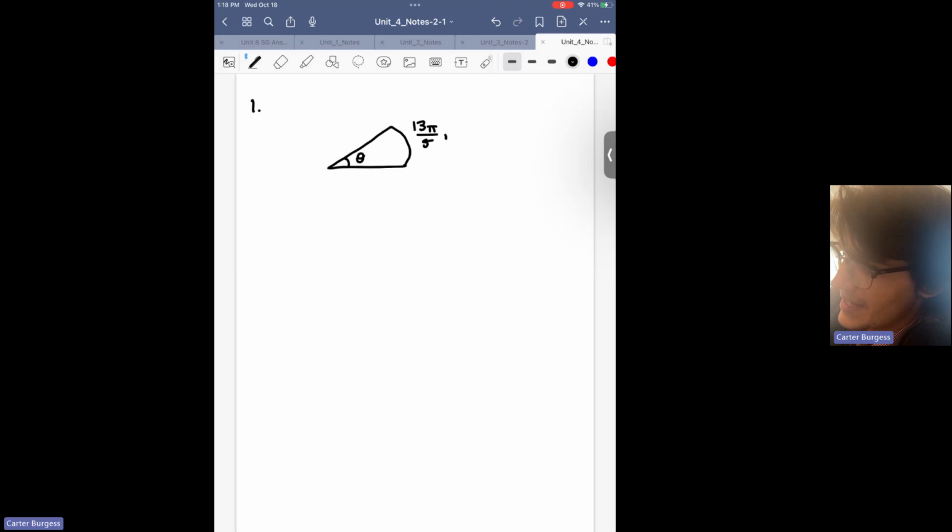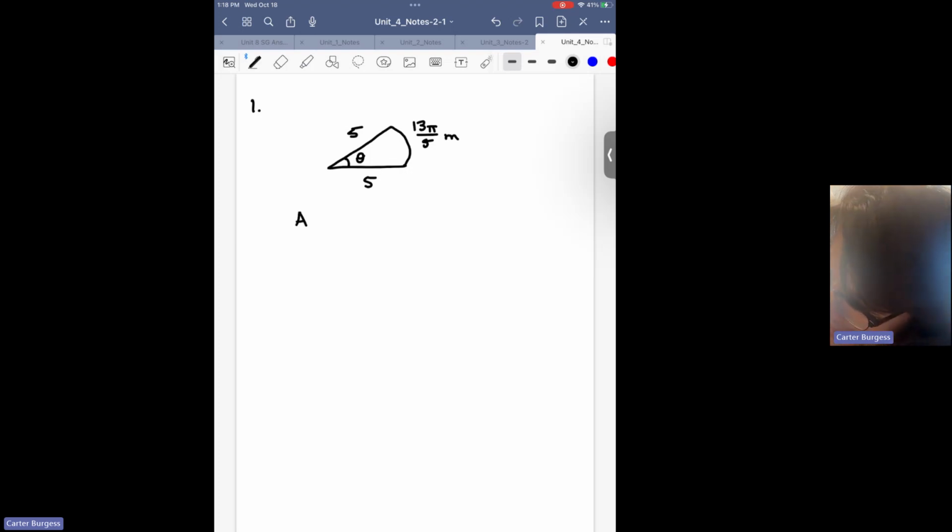I'd say the biggest thing that threw a lot of people off is that we see 13 pi over 5, and it looks a whole lot like an angle, like a radian measure, but it is in fact not. It is the arc length, and we don't know what theta is. And so this is 5. This is 5.